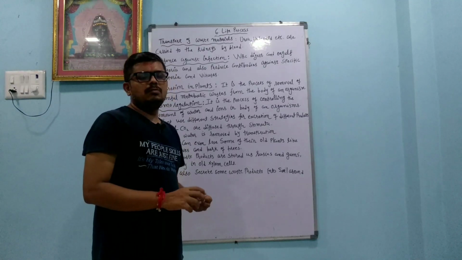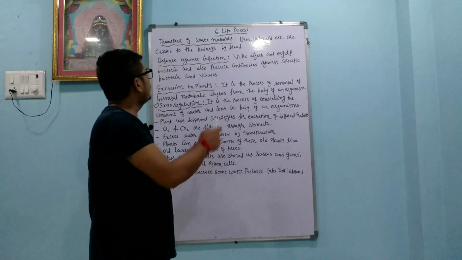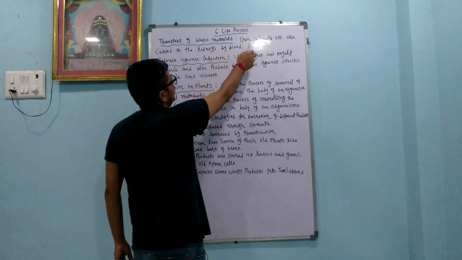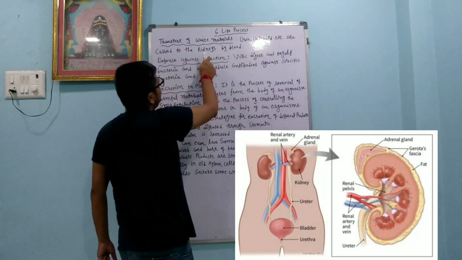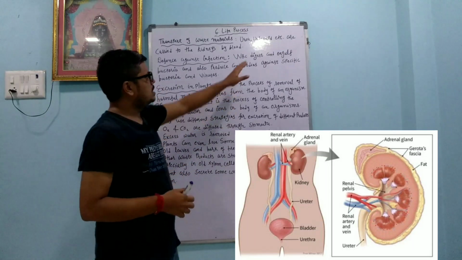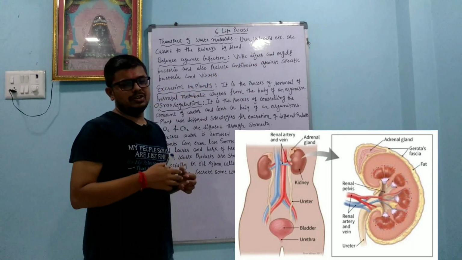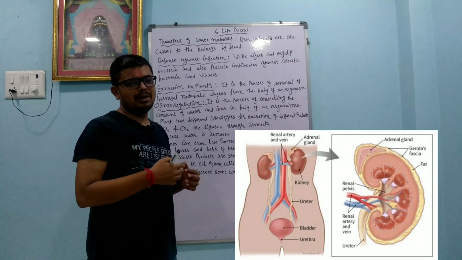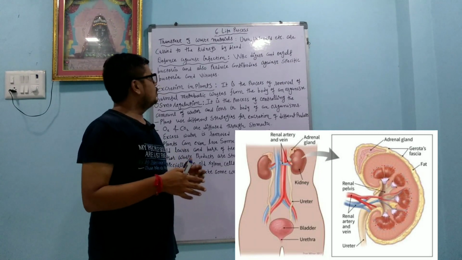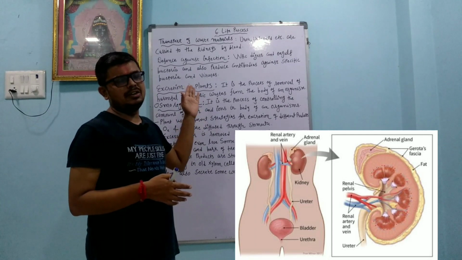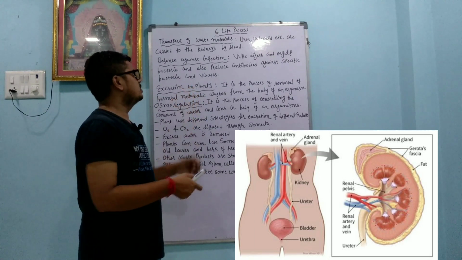Dear students, we are going to learn about the different functions of blood. Transport of waste material: urea, uric acid, etc. are carried to the kidney by the blood. Filtration occurs there, and the byproducts leave through the urine. So the blood takes all the waste products to the kidney.